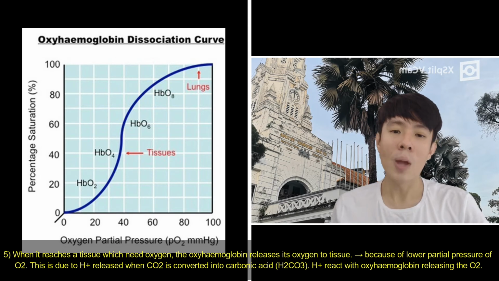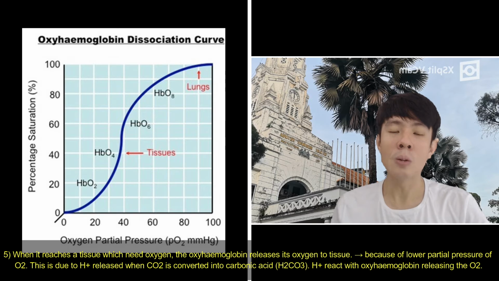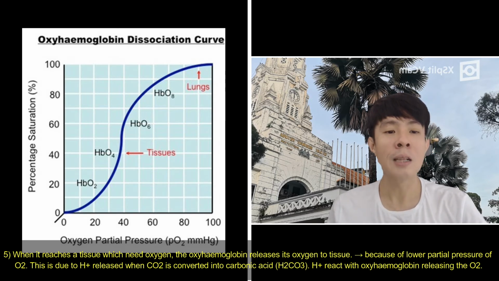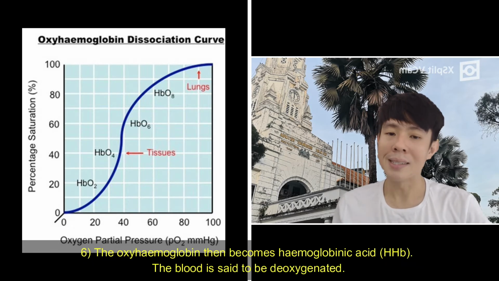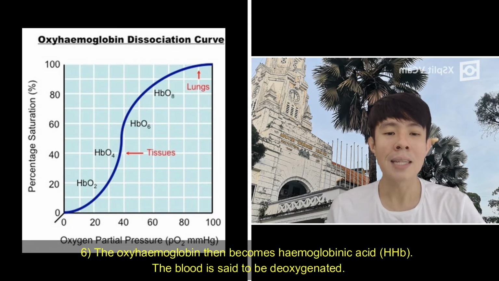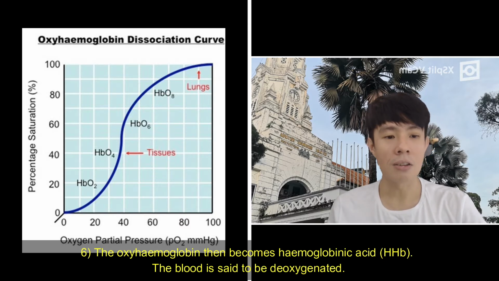Number 5. When it reaches a tissue which needs oxygen, the oxyhemoglobin releases its oxygen to tissues because of lower partial pressure of oxygen. This is due to H+ ions released when CO2 is converted into carbonic acid. H+ reacts with oxyhemoglobin, releasing the oxygen. Number 6. The oxyhemoglobin then becomes hemoglobinic acid. The blood is said to be deoxygenated.